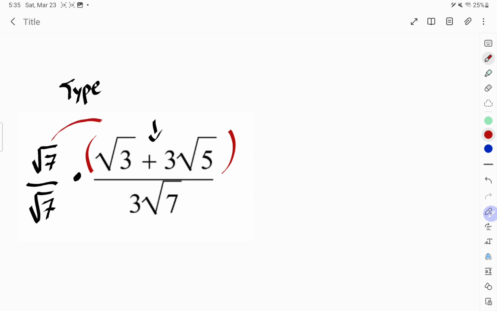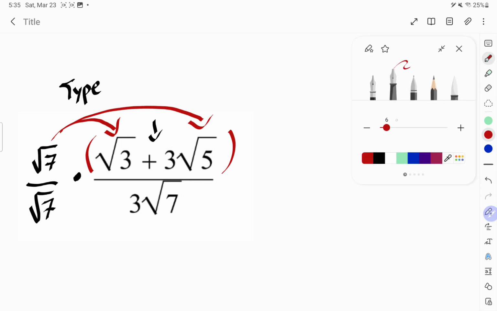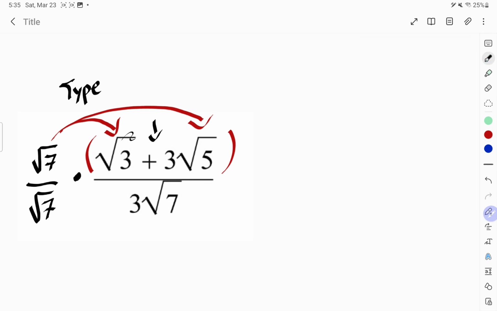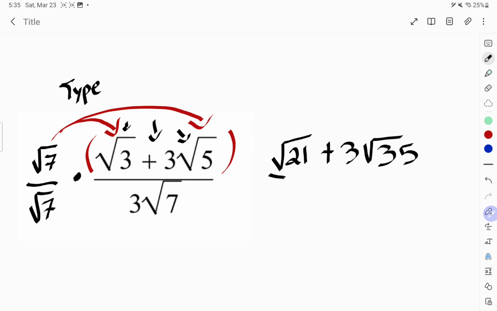So this square root of 7 is going to distribute to the square root of 3, and then it's going to distribute to the 3 square root of 5. Okay, so let's go ahead and do that. Number 1, I'm going to do the square root of 3 first. So it's going to be 7 times 3, which is the square root of 21. Okay. And then let's do this one. 7 times 5 is going to be plus 3 square root of 35, I believe. Yes. Now we simplify. We already did the top part. Nothing can be simplified on the top because everything is prime numbers, surprisingly.